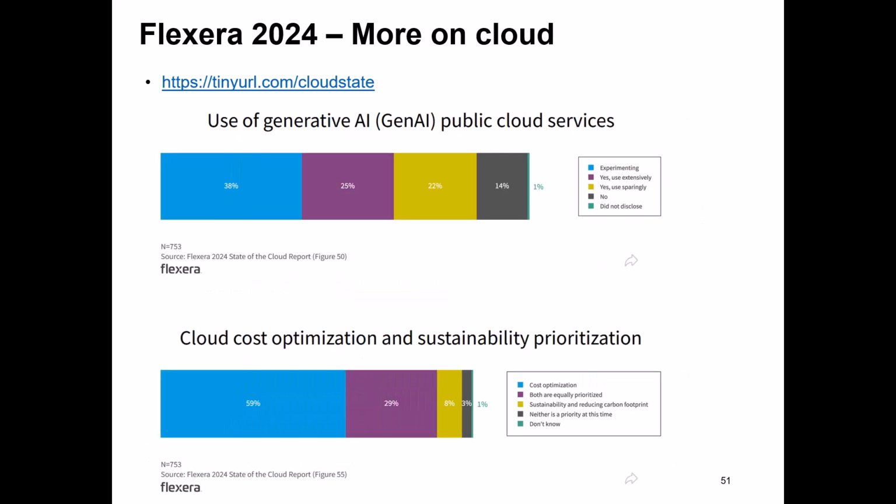Flexera also asked them about their use of AI or Gen AI public cloud services, and also questions about cloud cost optimization and sustainability prioritization. And again, here you can see the numbers for what those were.